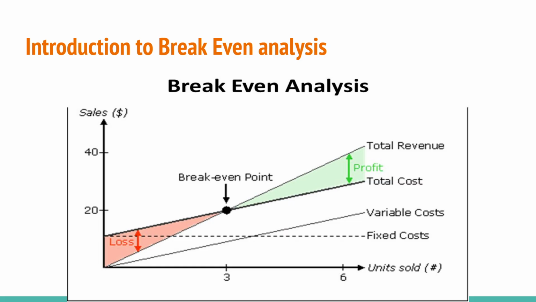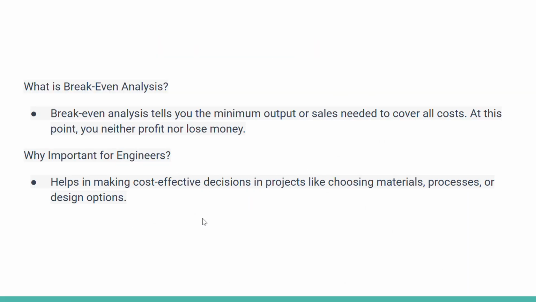So on the left side sales are given, and on the right, the arrow shows units sold, and this is the break even point: total revenue, total cost, variable cost, fixed cost, and profit and loss as we see in the slide.